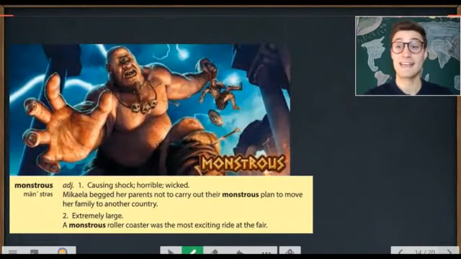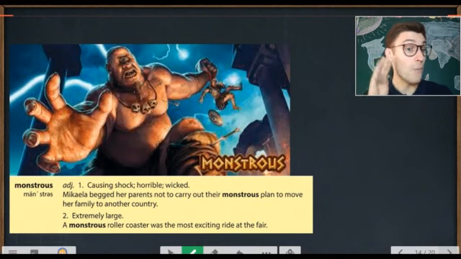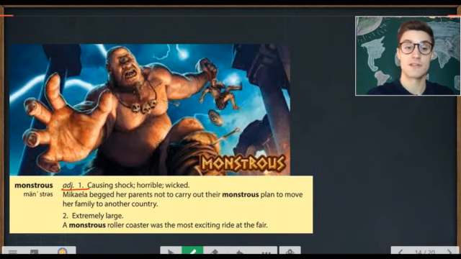Next up, it's monstrous. Monstrous has two adjective meanings. First, it's used as a word to describe things which cause shock, horrible, wicked. This guy looks monstrous. He looks horrible and wicked.